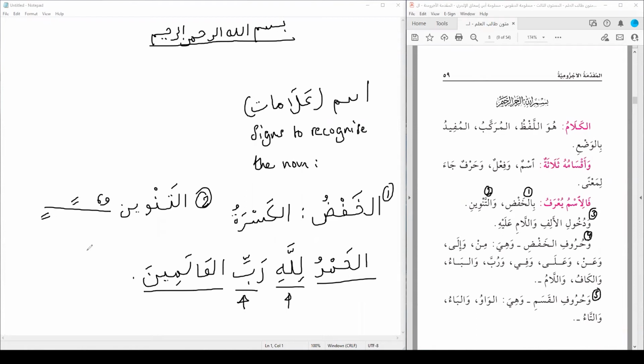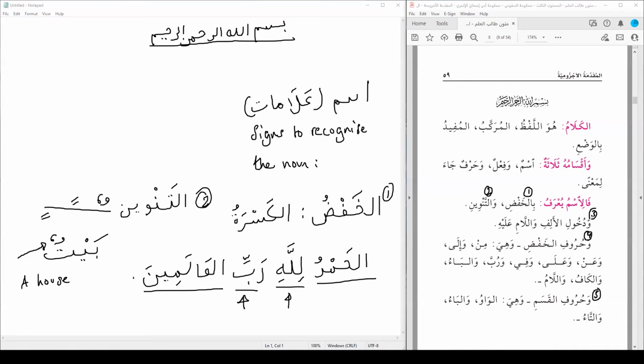For example, if I say to you, baytun. This word bayt means a house. Is this a noun, a verb, or a particle? It's a noun. Okay, what's the evidence to say it's a noun? Well, tanween. We haven't got kasra, we haven't got al-khaft, but we have tanween, the second sign. So then we can confirm that it's a noun, it's an ism.